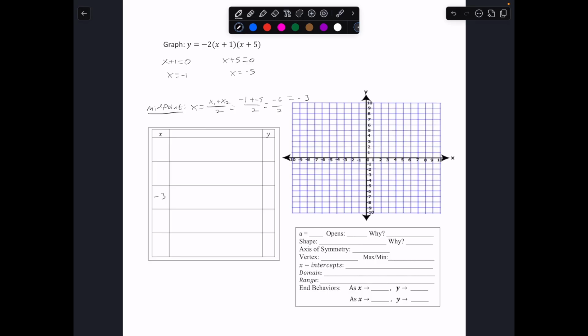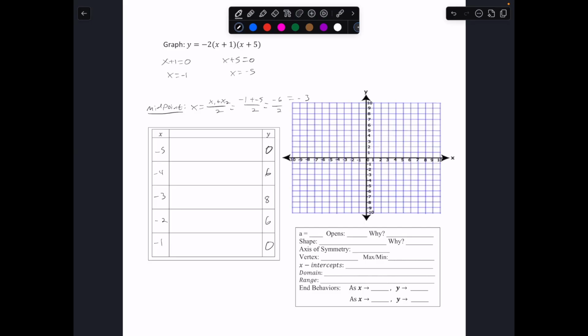Pick two smaller values, -4, -5. Pick two larger values, -2, -1. And again, we notice that we already have -5, so this should be 0. We already have -1. That should be 0. And we just need to plug in -4, -3, and -2. I will leave that up to you guys to do, to verify. But when you do, you should get 6, 8, and 6.